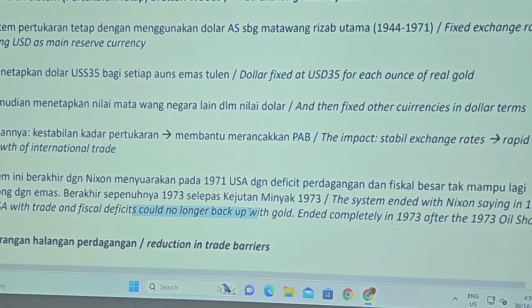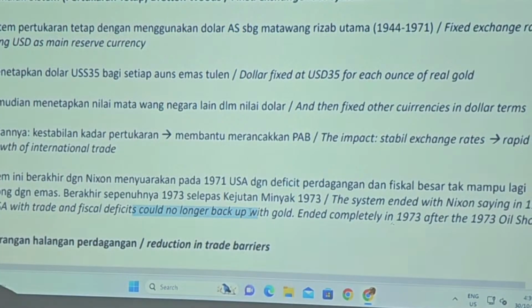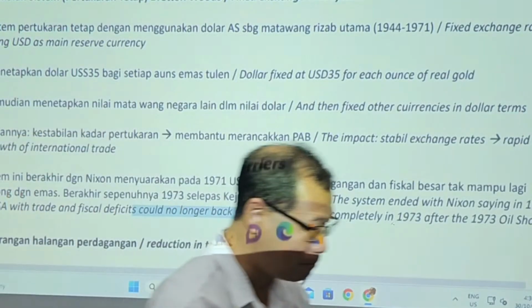What is trade deficit? You import more than export. So when trade deficit, you owe people, right? Another country, they're holding your money. If they want to return the money, every $35, give me the gold. How many ounce? 1 ounce. No, I have $35. I have $70. That's how back up.